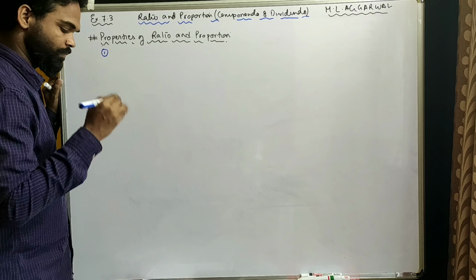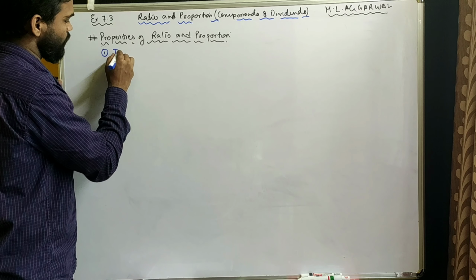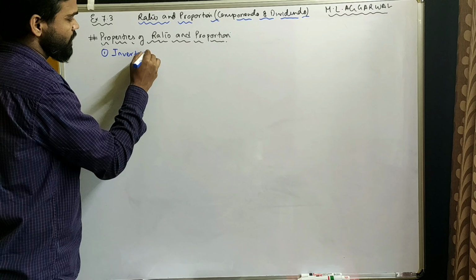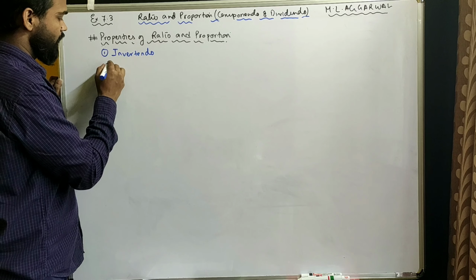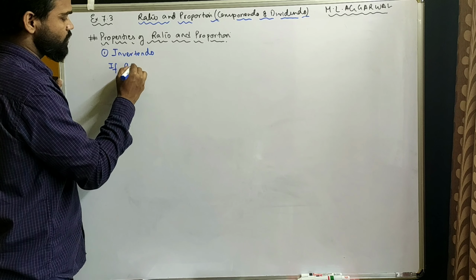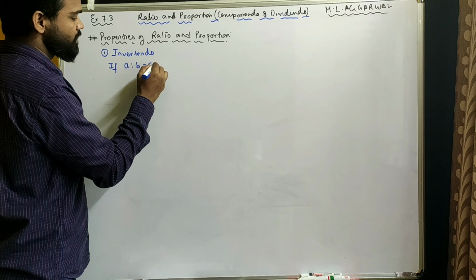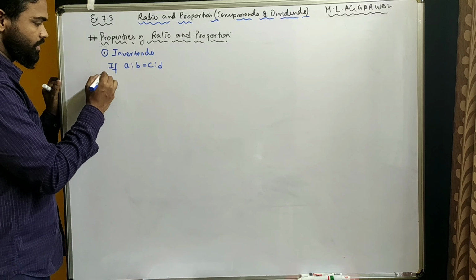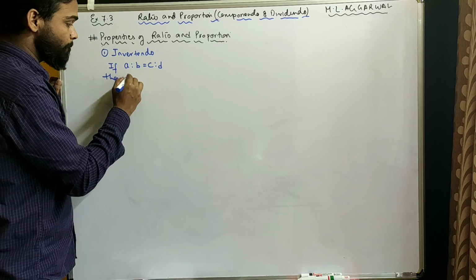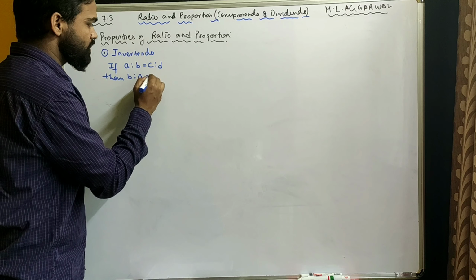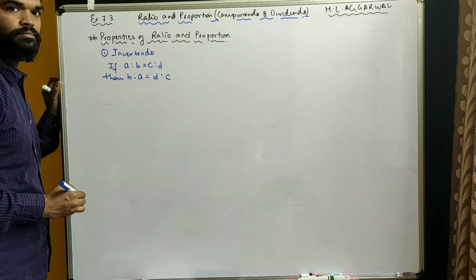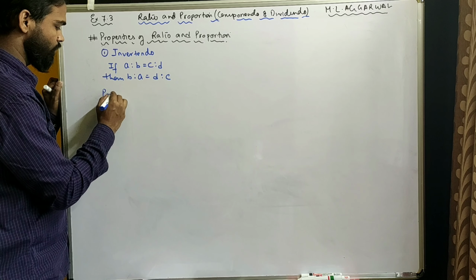The first one is invertendo. What does it say? If A is to B is equal to C is to D, then we can say B is to A is equal to D is to C. Simple. Look at the proof.